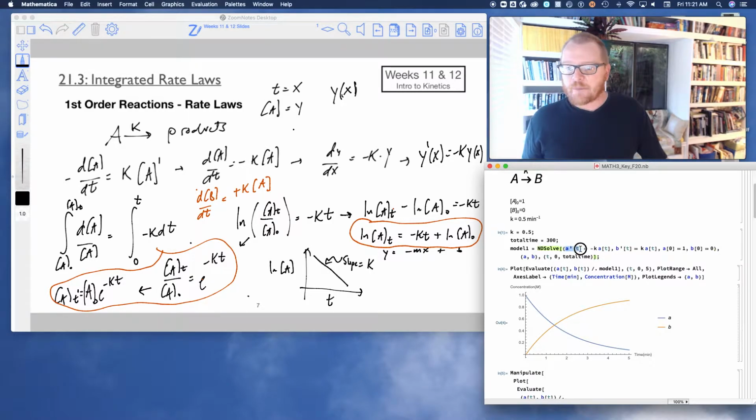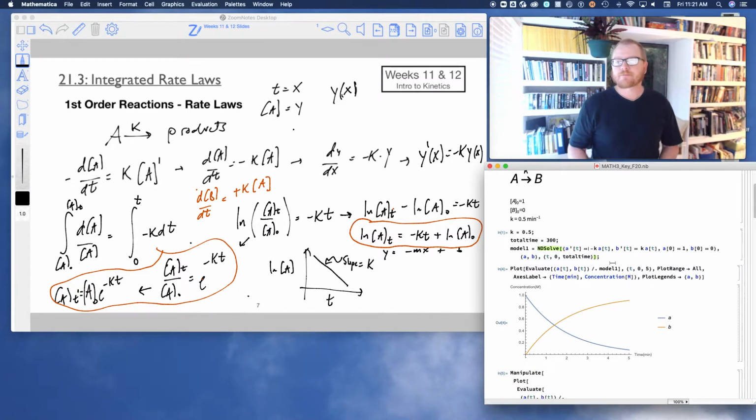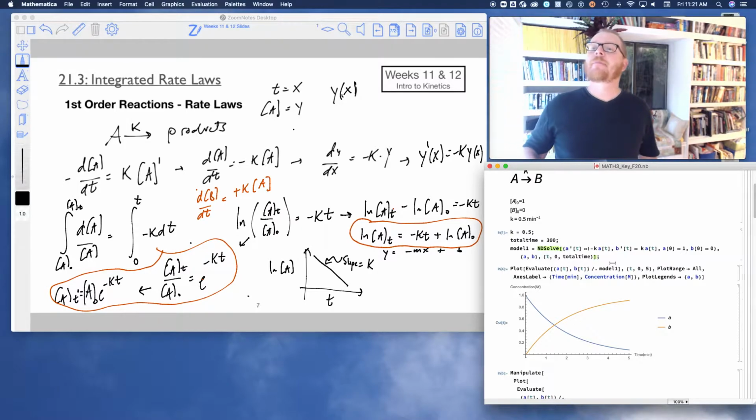And look, A prime of t. That A prime of t is the same thing as dA by dt. Now notice I use the double equal sign, because I want a numerical solution, not a function solution. So that's why I'm not using that colon equal sign to give me the hard function. I want to solve the right-hand side of the equation based on the left-hand side of the equation. That's what the double equal sign means.